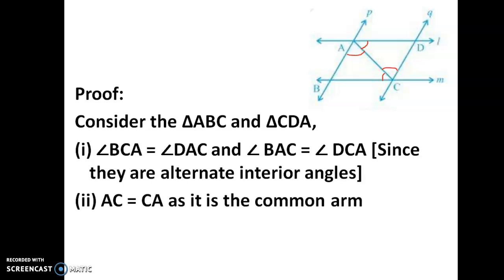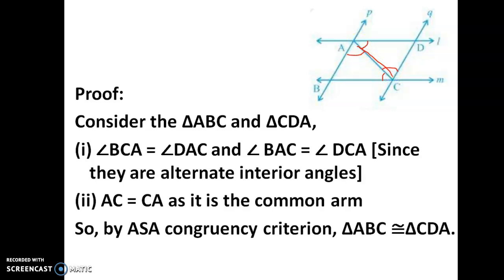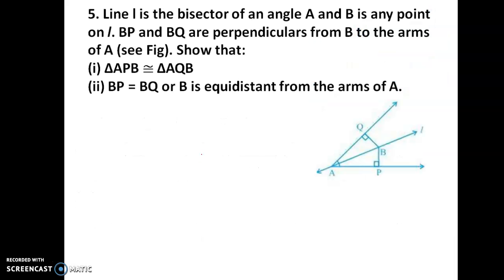AC equal to CA. Okay, that is common arm. This side is common for both the triangles, so we are writing common. So by ASA congruency criterion, two angles and the side in between these two angles are equal. So we are using ASA congruency criterion and we say that these two triangles are congruent. That is triangle ABC and CDA. Okay, these two are congruent.